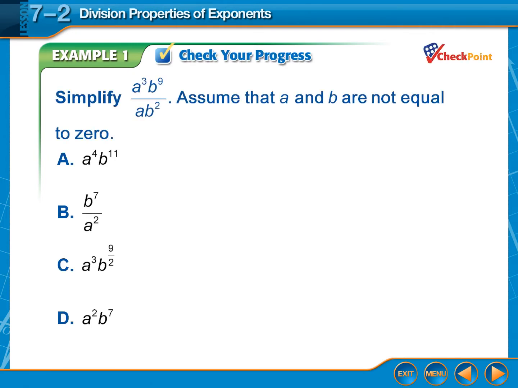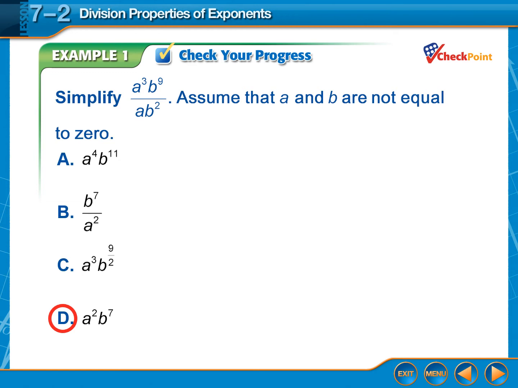Right, so take a minute and try this one on your own. Simplify a to the 3rd times b to the 9th divided by a b squared. You should have gotten a solution a squared b to the 7th.